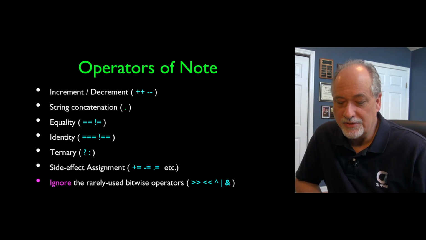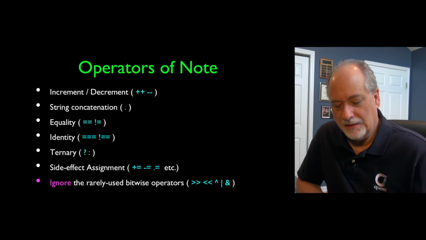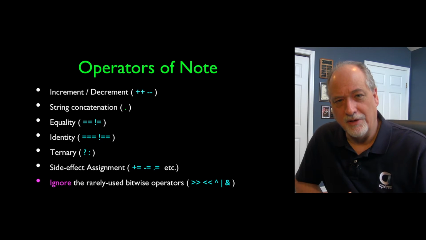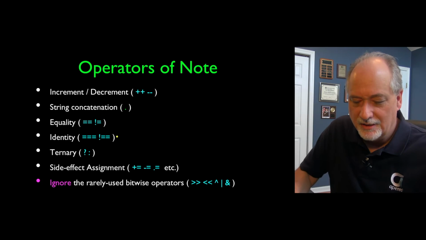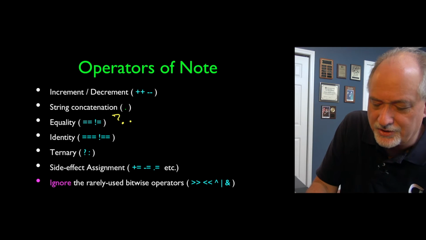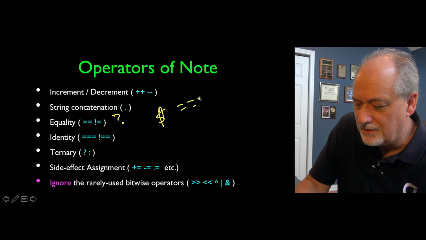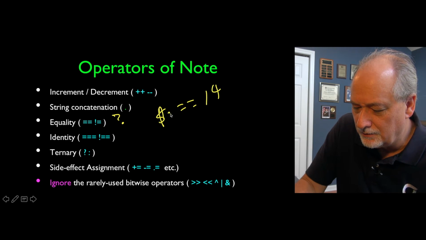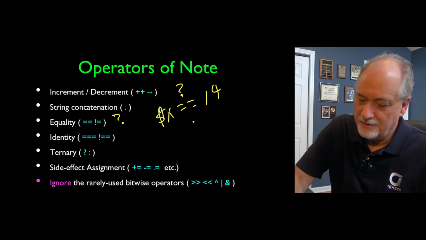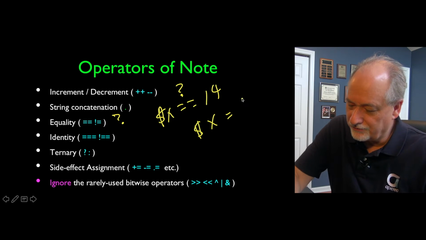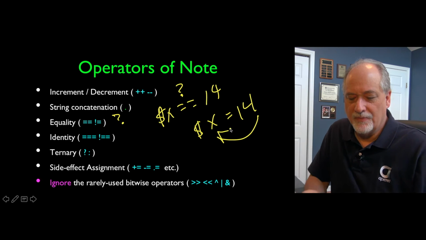Equality, there's a double equal sign, because assignment is equals. It's too late for that. We have too many programming languages that use double equals for the equals question, right? Equality is when you're asking a question. Is $X equal to 14? That's a question, right? That's the true or false. And $X equals 14 means put 14 into the variable $X.